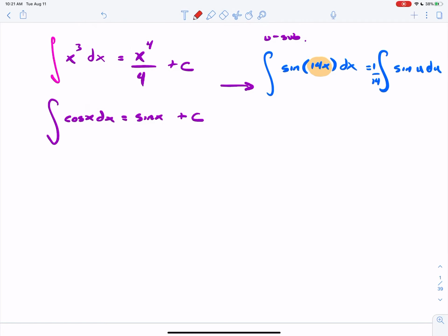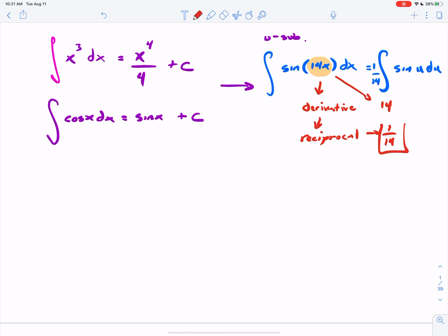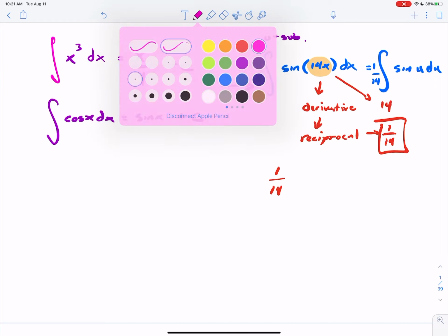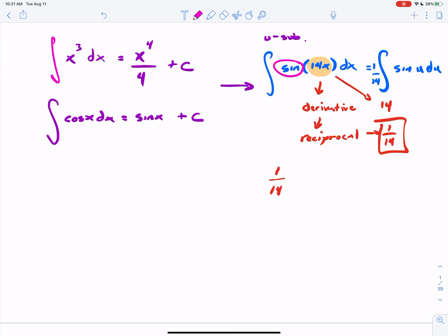So usually when it's a linear, what you have to do is you just have to take the derivative, and then you take the reciprocal. Okay, we talked about this last year, but let's just refresh, okay? So in your mind, the derivative of 14x is just 14. The reciprocal of 14 is just 1 over 14. This is the guy that's going to go on the outside. 1 over 14. And then you think, okay, well, what's the integral of sine, right? So the integral of sine is just going to be negative cosine. And we keep the same angle. That's the faster way, okay?